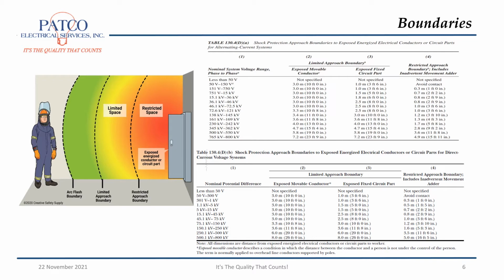The only people able to get into the restricted space are qualified persons with PPE on. An unqualified person can come into the limited space as long as they're briefed on the possibility of electrocution and shock, and they must have the proper PPE on, and a qualified person must escort them the whole time they're in the limited space.